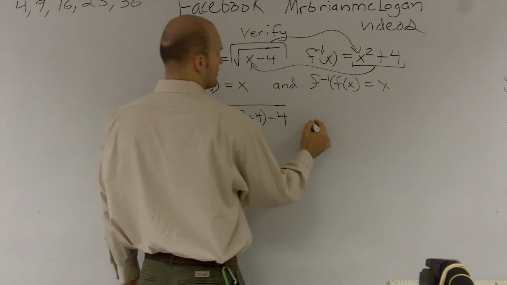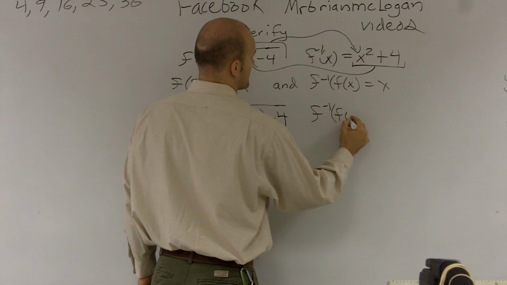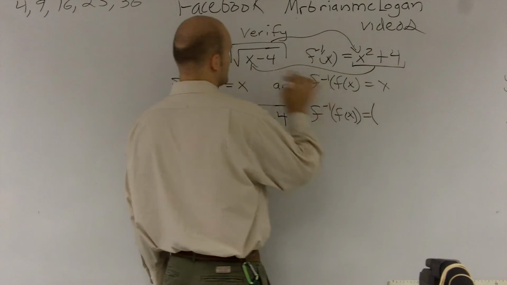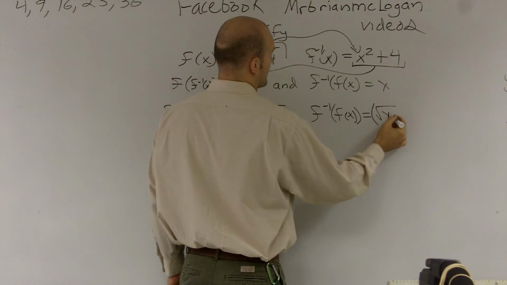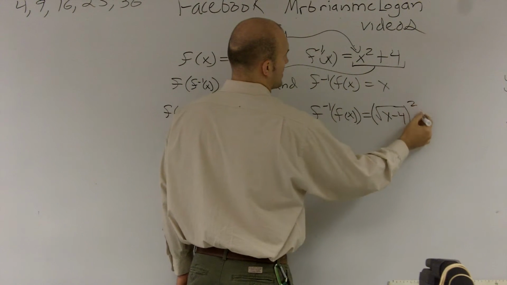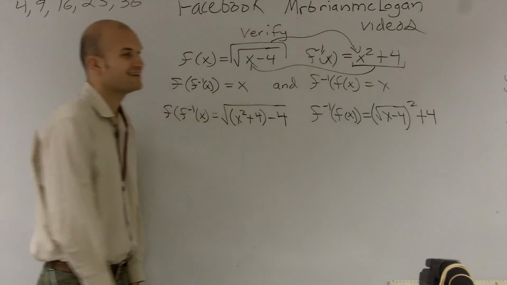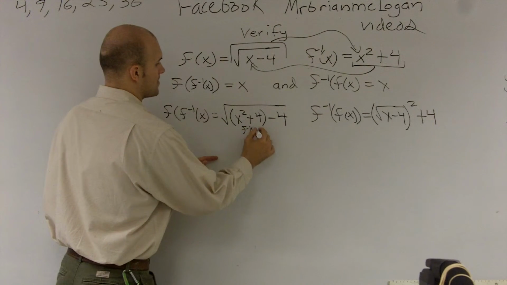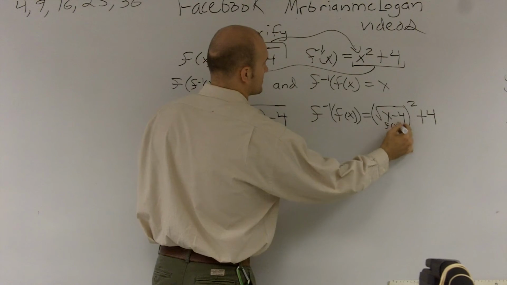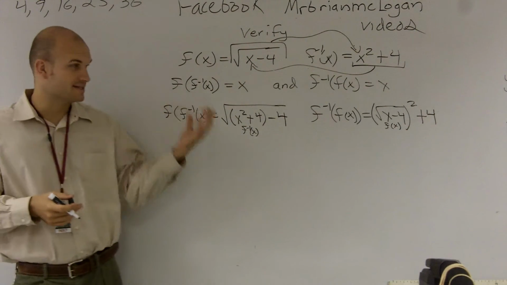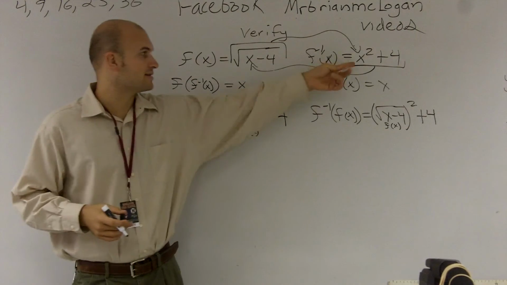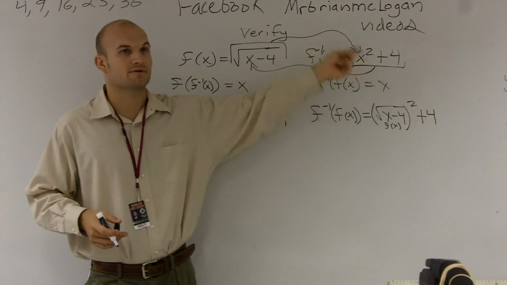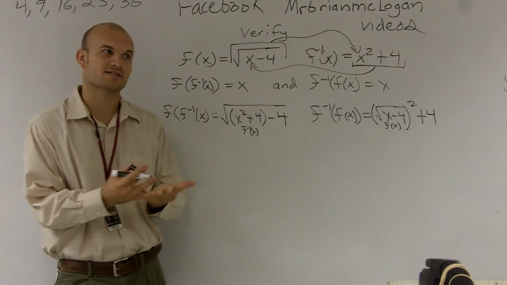And then for over here, f inverse of f of x equals, instead of writing x squared, I'm going to write the square root of x minus 4 squared plus 4. Does everybody see that? Here, this represents f inverse of x. This represents f of x. Do you guys see that? See the differences. One, I plug this into this equation, this function. This one, I plug this function into that one. Does everybody see that? It's really important for you guys to understand the distinction.